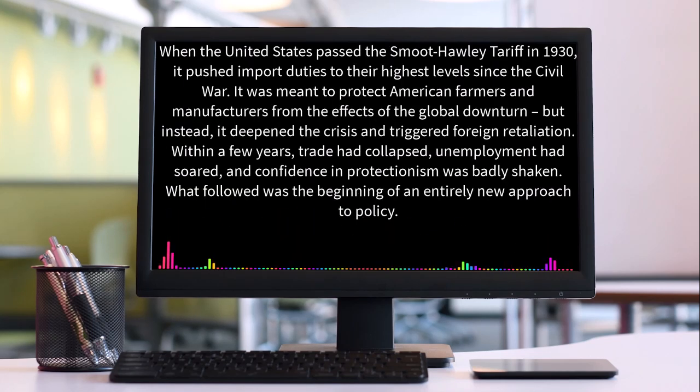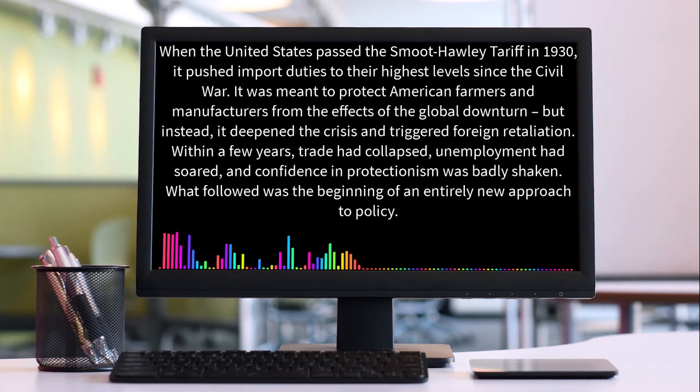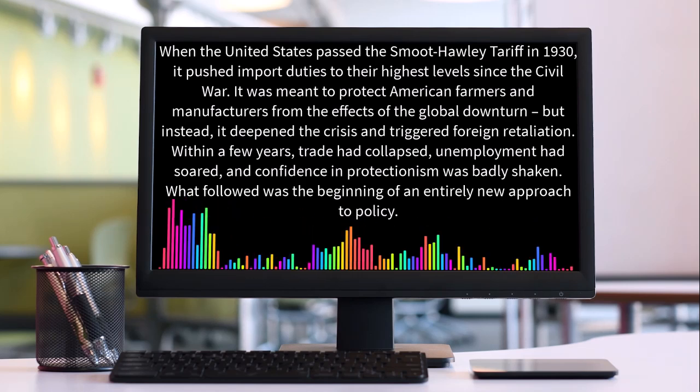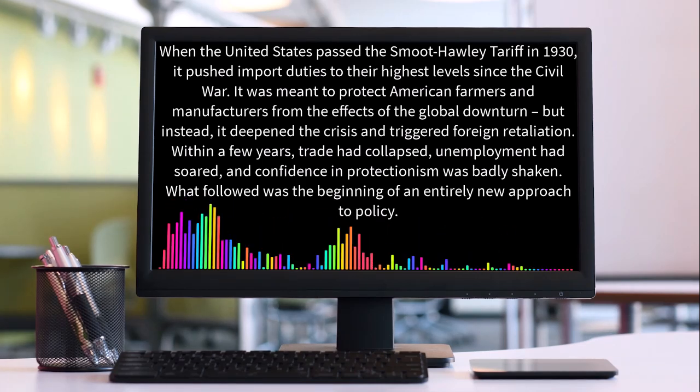The Great Depression marked a turning point in U.S. trade policy. When the United States passed the Smoot-Hawley Tariff in 1930, it pushed import duties to their highest levels since the Civil War. It was meant to protect American farmers and manufacturers from the effects of the global downturn, but instead it deepened the crisis and triggered foreign retaliation. Within a few years, trade had collapsed, unemployment had soared, and confidence in protectionism was badly shaken.